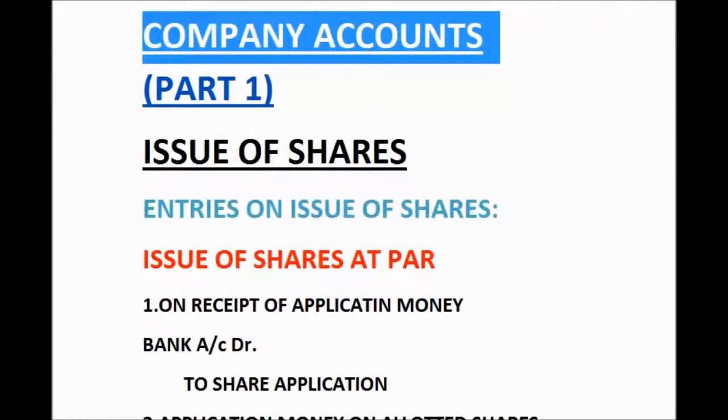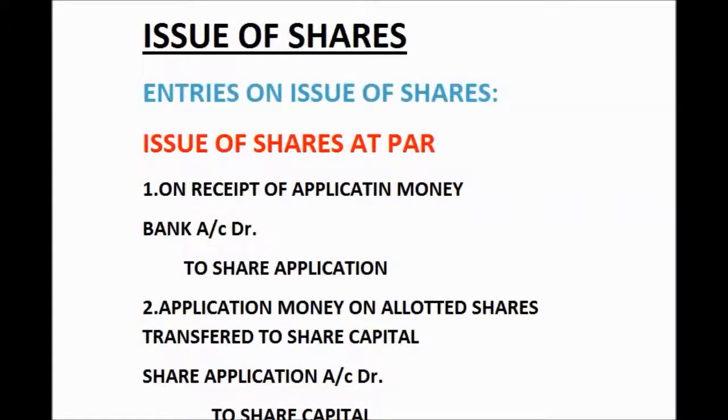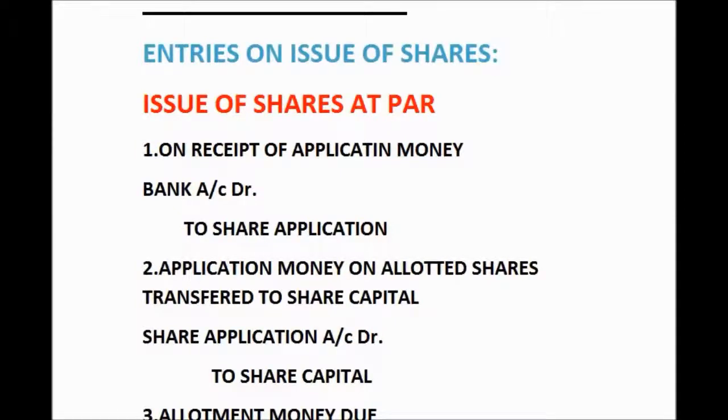Hello everyone, I am going to explain to you about company accounts, issue of shares, and the entries on issue of shares. When the company issues shares, first application money will be received. On receipt of application money, bank account debit to share application account. Then the amount of application money for which shares are allotted will be transferred to share capital. So share application account debit to share capital.